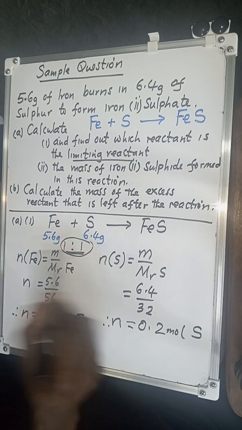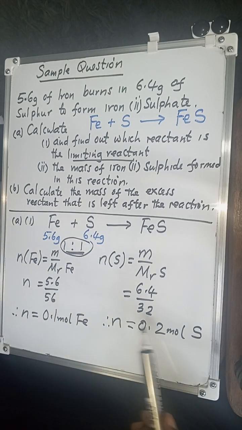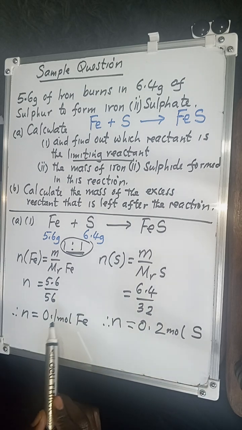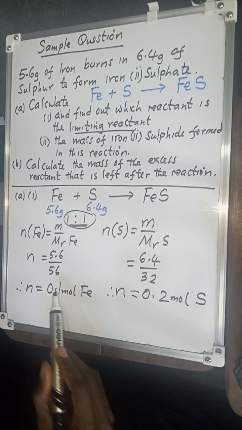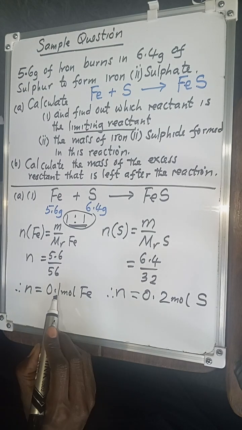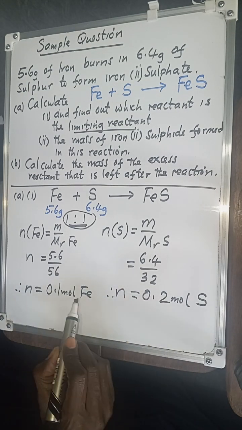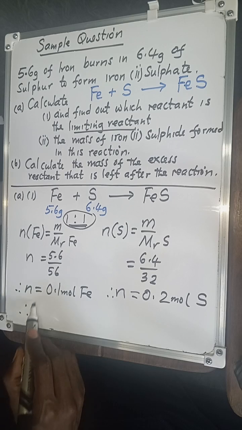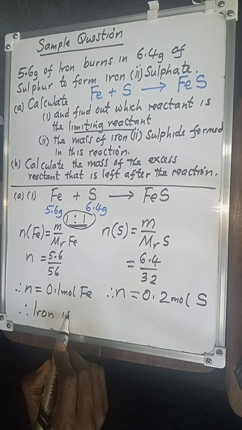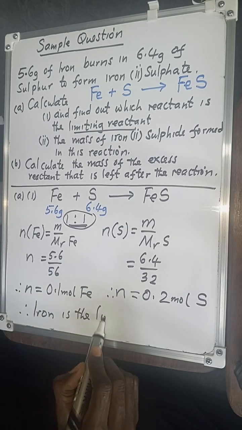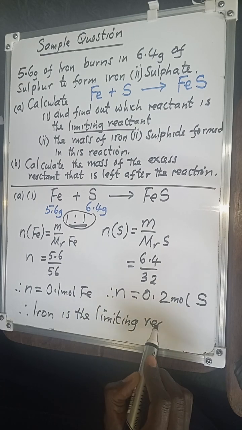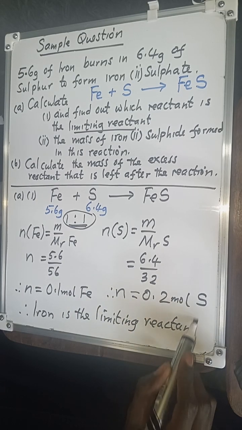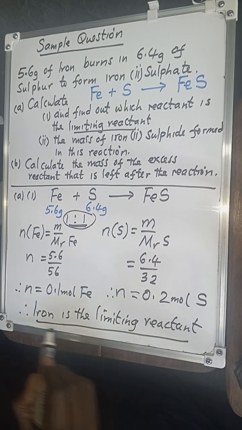So if the mole ratio is 1 to 1, the moment you find the number of moles, you pick up the one with the smallest number of moles. That's the limiting reagent. In this case, between the two, iron has the smaller number of moles. Therefore, I can simply say that iron is the limiting reagent, or reactant, if you want. So that's the conclusion that we make.